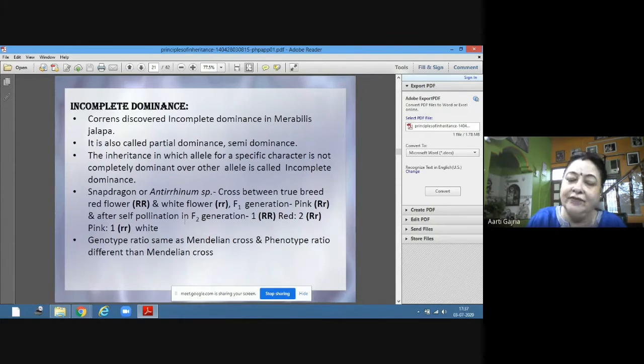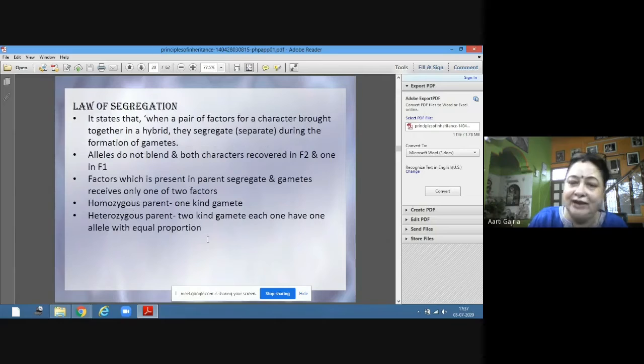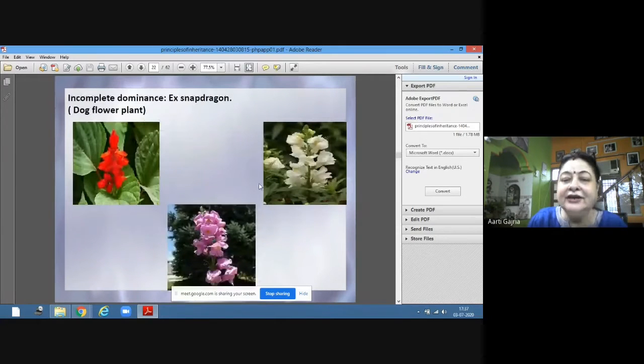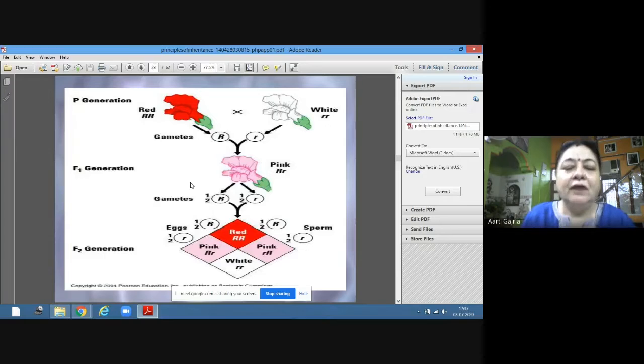1:2:1. Whereas in case of Mendelian cross, it used to be 3:1. But here the ratio is different. Here the genotypic ratio is the same as Mendelian, but the phenotypic ratio is different from the Mendelian cross. Now, to understand this phenomenon, first of all, we should understand what a gene is doing.